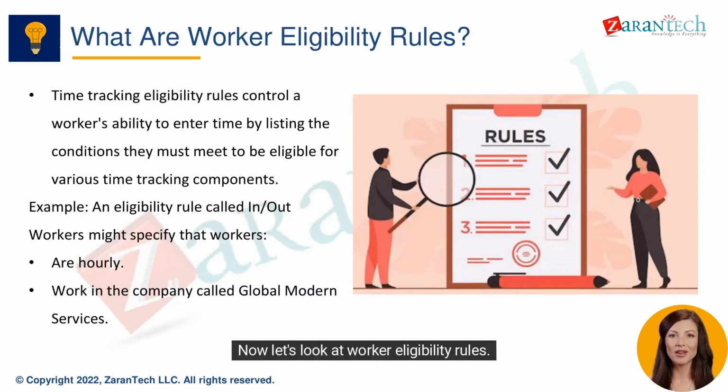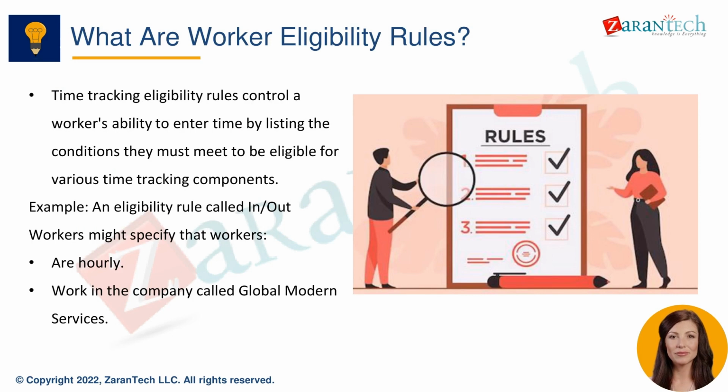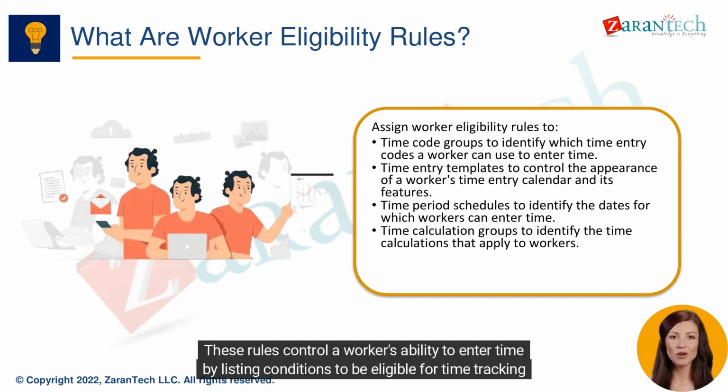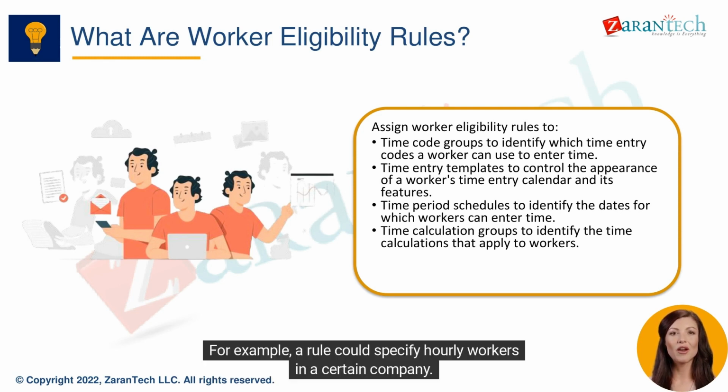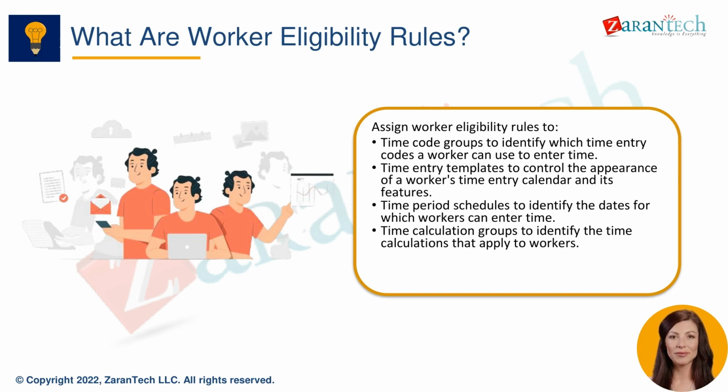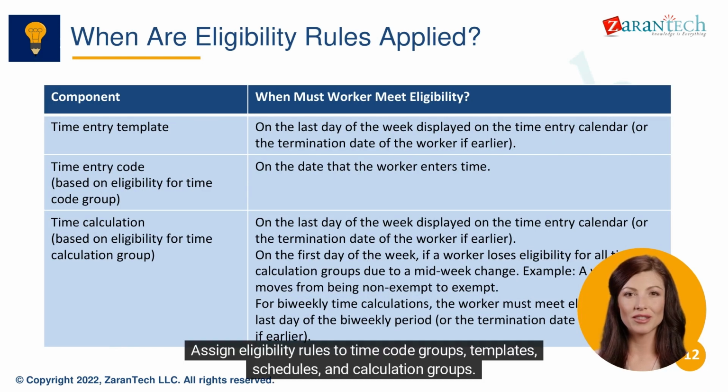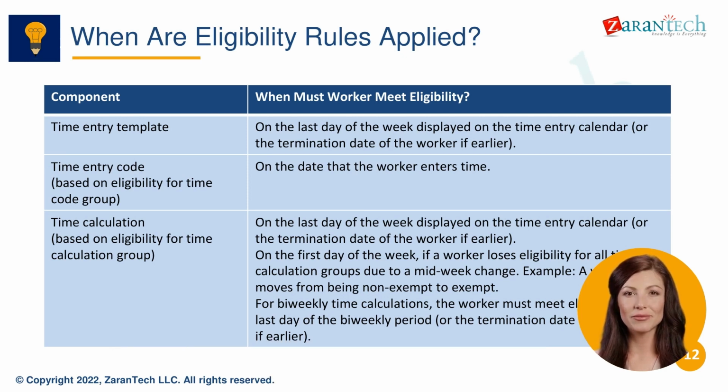Now let's look at worker eligibility rules. These rules control a worker's ability to enter time by listing conditions to be eligible for time tracking components. For example, a rule could specify hourly workers in a certain company. Assign eligibility rules to time code groups, templates, schedules, and calculation groups.